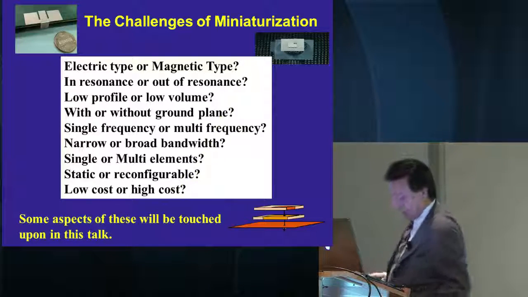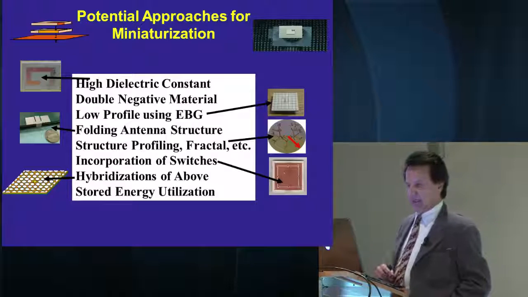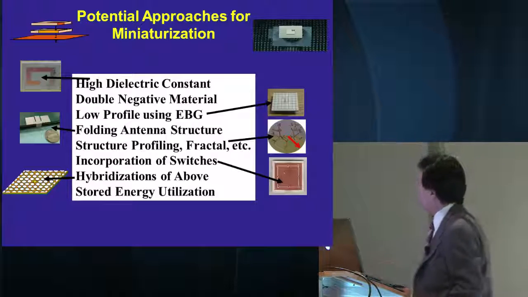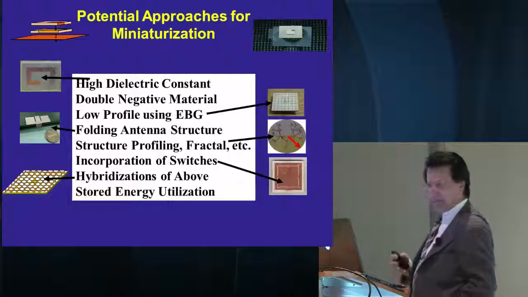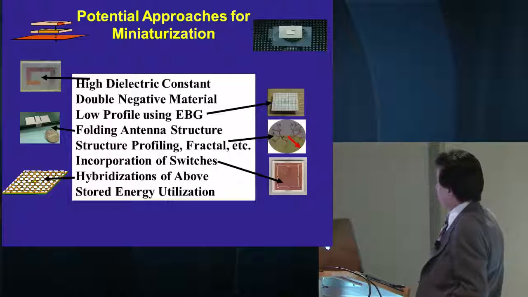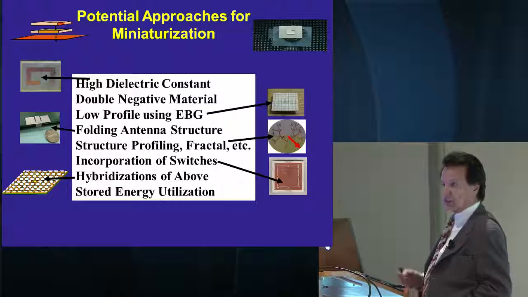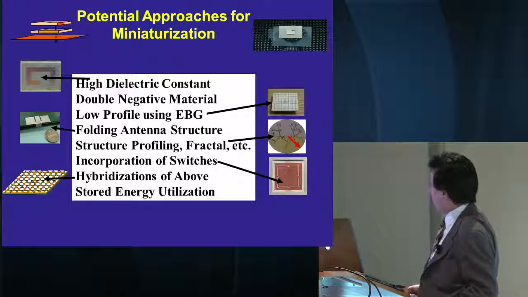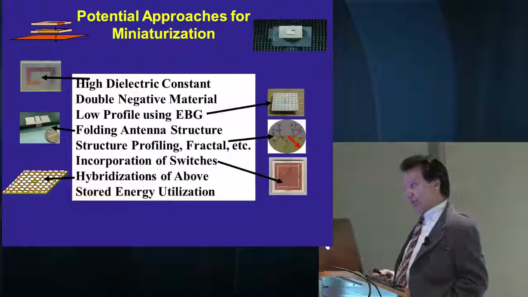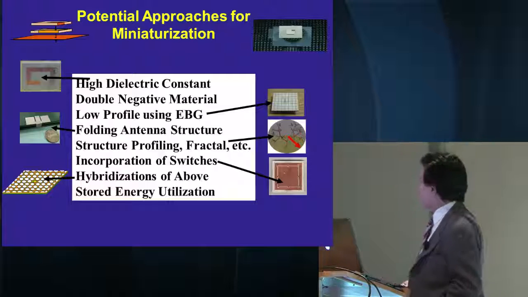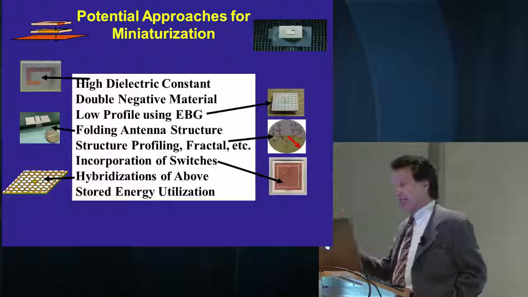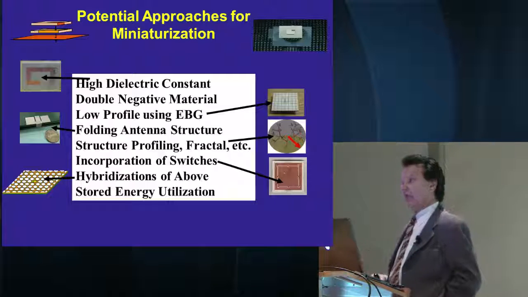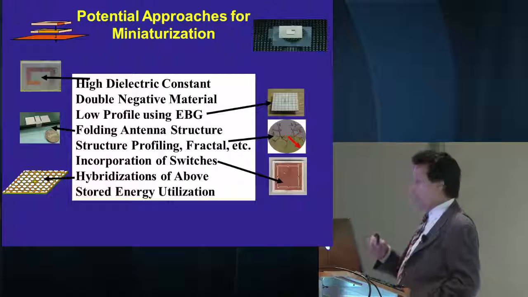So some aspects of this I'll try to touch upon here and there. But potential approaches for miniaturization. This is where a lot of research is going on in many different institutions. Potentially use high dielectric constant to reduce the size of the antenna. You might use double negative or metamaterial, inspired from the concept that your epsilon and mu are negative. Even nature doesn't have it, you can create them, and that might help you to miniaturize.